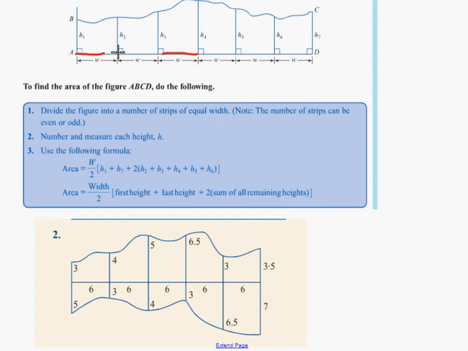Trapezoids are four-sided objects where two of the lengths are parallel. All rectangles are trapezoids, all squares are trapezoids. However, not all trapezoids are rectangles or squares. Okay, so look at this one here. You can see the gaps that are appearing now.